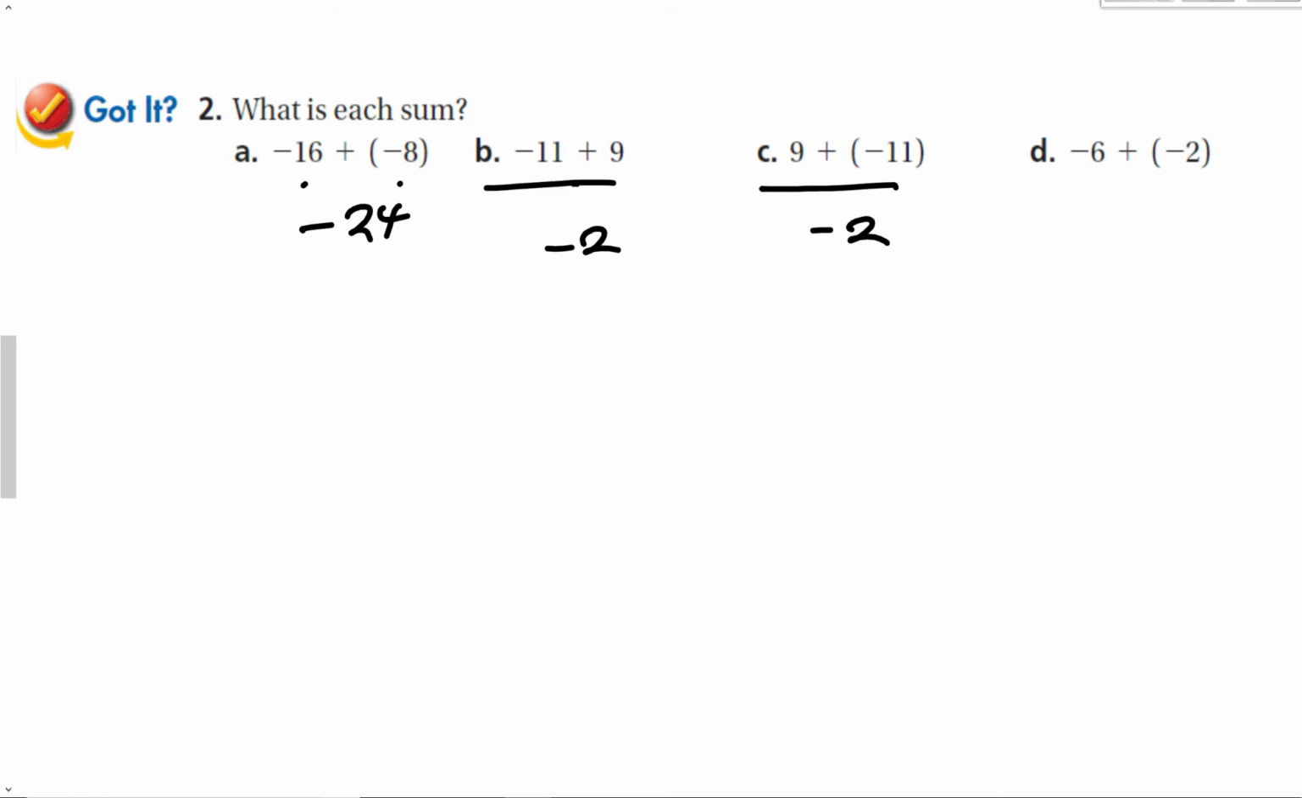And notice that they are both equal, which is a good sign if we're going to use the commutative property. And the last expression, negative 6 plus a negative 2, is going to be a negative 8, because they both have the same signs. All we have to do is add them.